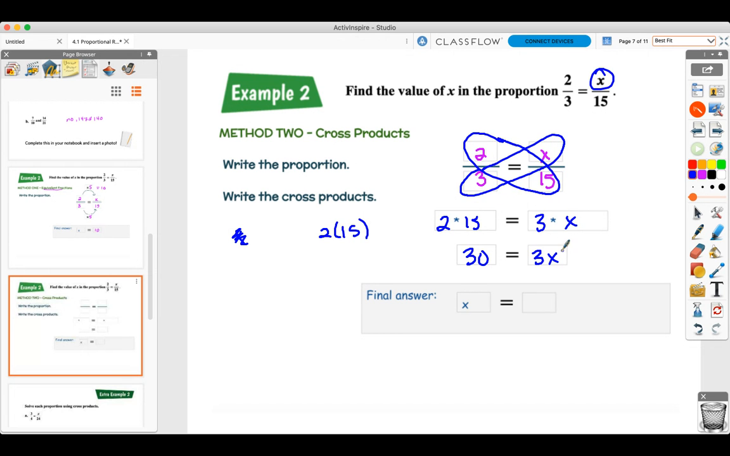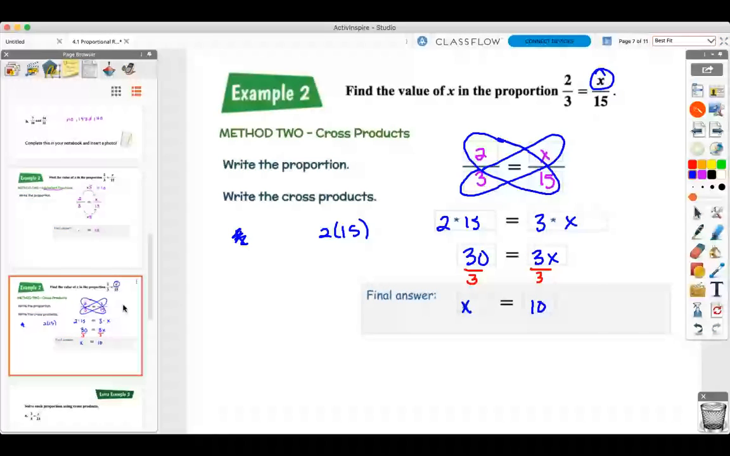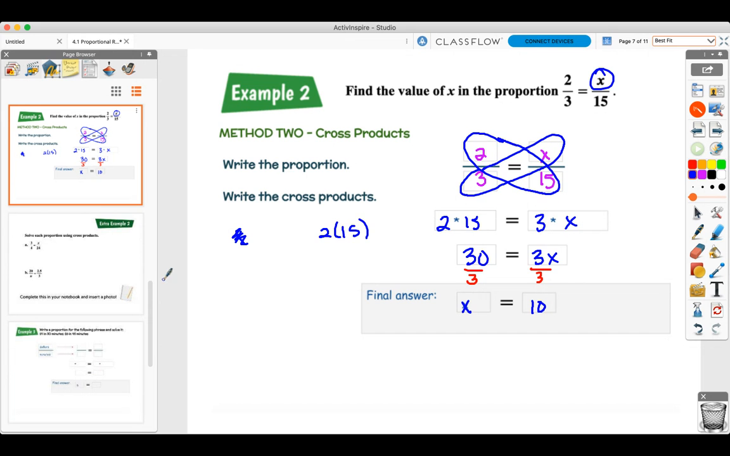And now how do we get x by itself? Remember, you did solving equations last year, so this is 3 times x. What is the inverse operation of multiplication? That's division. So you're going to be dividing both sides by 3. 3 divided by 3 is 1x, so that's where you're getting your x. 30 divided by 3, so 3 times 10 is 30, so it's going to be 10. That's your answer. Same answer, 2 different ways, okay? I am on team cross products because you just use it so much more. Getting in the habit of learning how to solve proportions is really good for your math future.